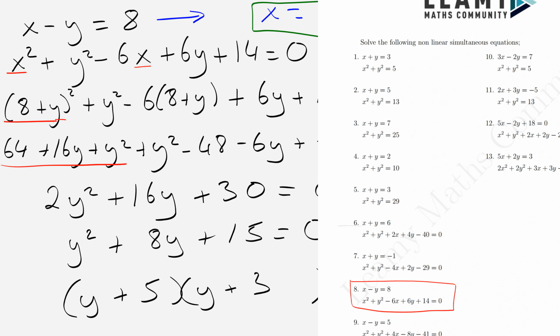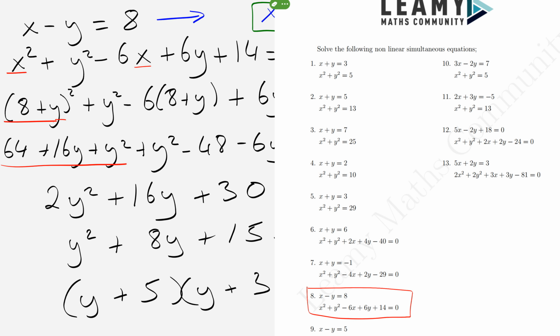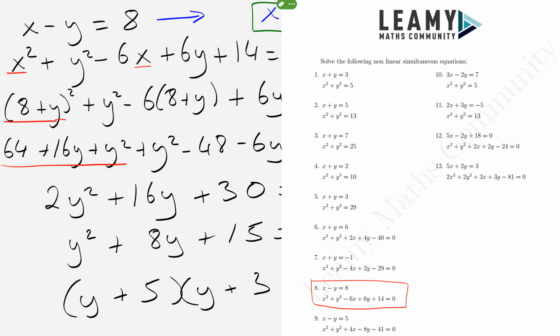So the best thing for you guys to do now is have a look at some more of these questions. The last couple are nice. These ones here are quite challenging.